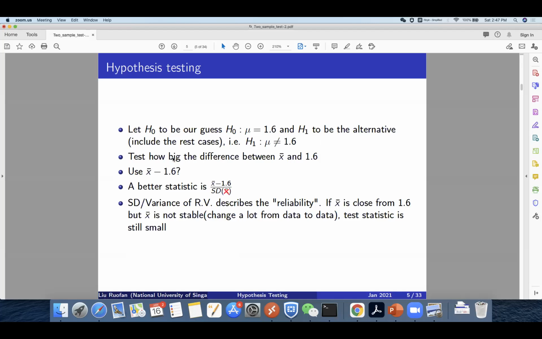And our goal is to test how big the difference is between x bar and 1.6, right? Instead of using simply x bar minus 1.6, a better statistic is normalized by the standard deviation of the random variable x bar.